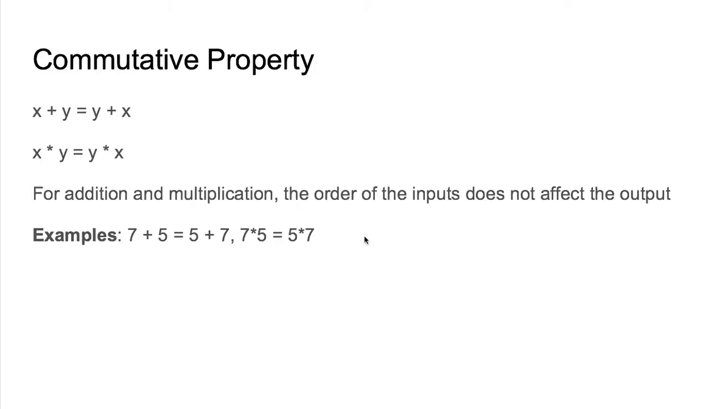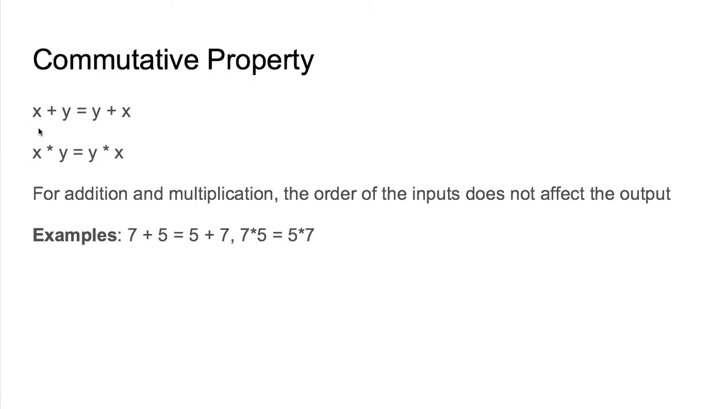Next up, we'll take a look at a few properties of addition and multiplication that may seem obvious, but they're important and worth calling out explicitly to be clear about which operations we're actually performing. We'll work through an example of why these properties are useful afterwards. So first up is the commutative property of addition and multiplication, which says that for addition and multiplication, the order of the inputs does not affect the output.